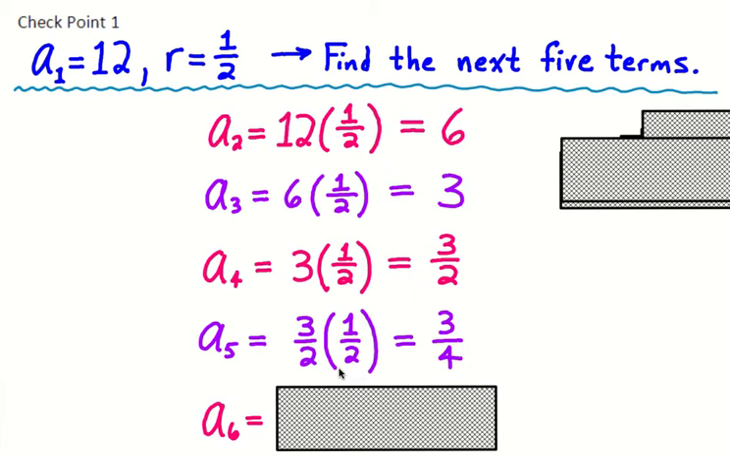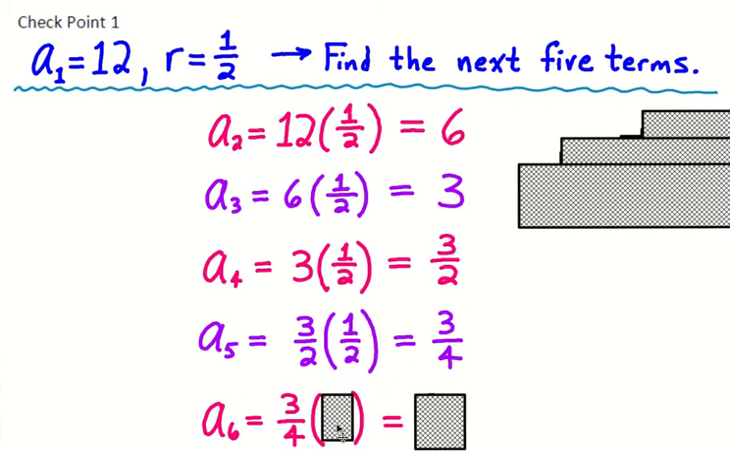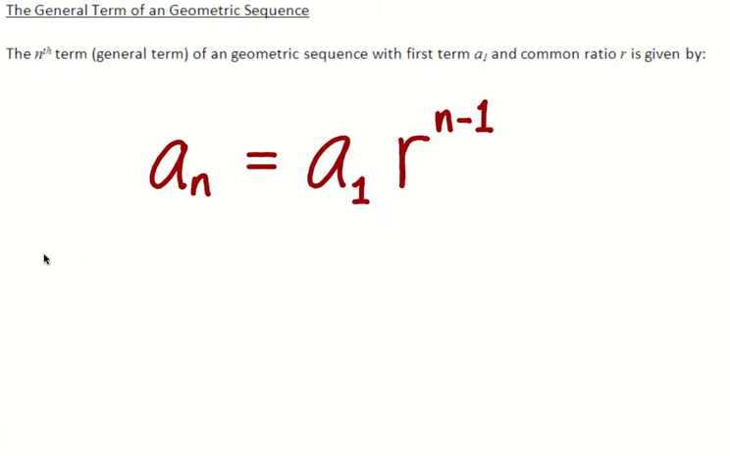And then, a little side note: you always have your calculator nearby. And then for the next term, you'd have to take 3/4 and multiply it by 1/2 again and get 3/8. And that's what geometric sequences are all about. Always multiplying by this common ratio to jump to the next term.